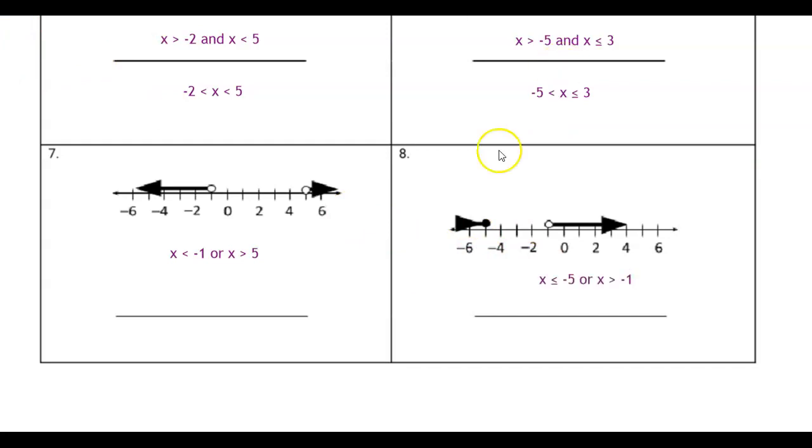The arrow looks a little strange here, not sure why that is, but I should be going downwards to the left, so I can see that x is less than or equal to -5, right? Starting from -5 going downwards, or x is greater than -1, greater than because it's an open circle, or because they're divergent, they don't come together.